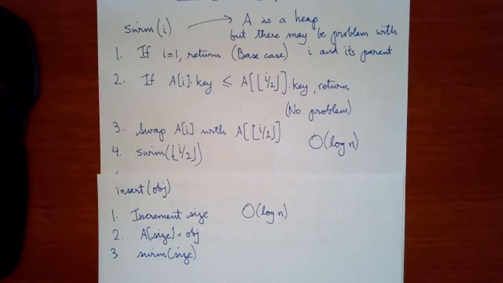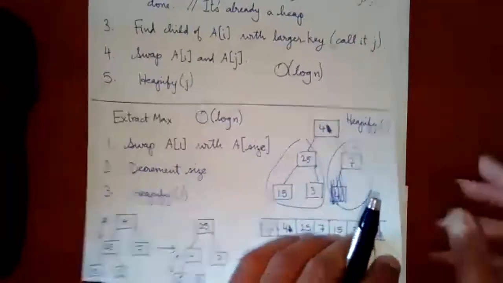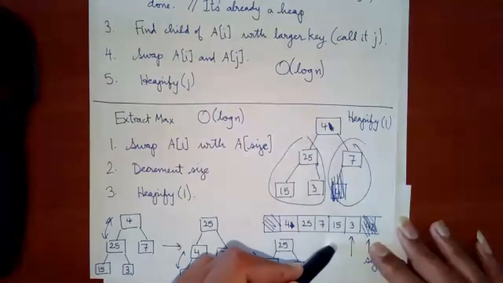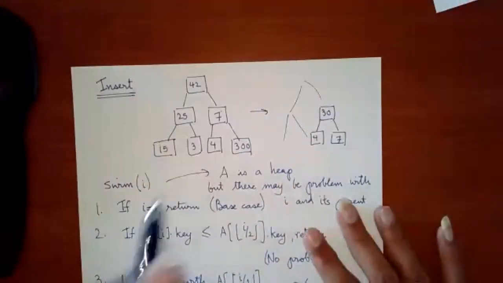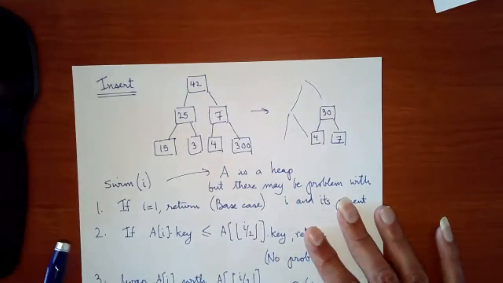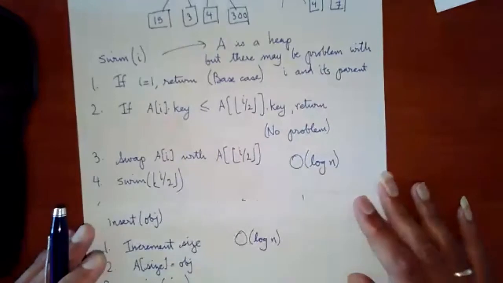Right? So one way to describe it is that the extract max, the extraction, creates a problem at the root, which needs to be pushed down. The insertion creates a problem at a leaf, which now needs to be pushed up. So there is the visualization.